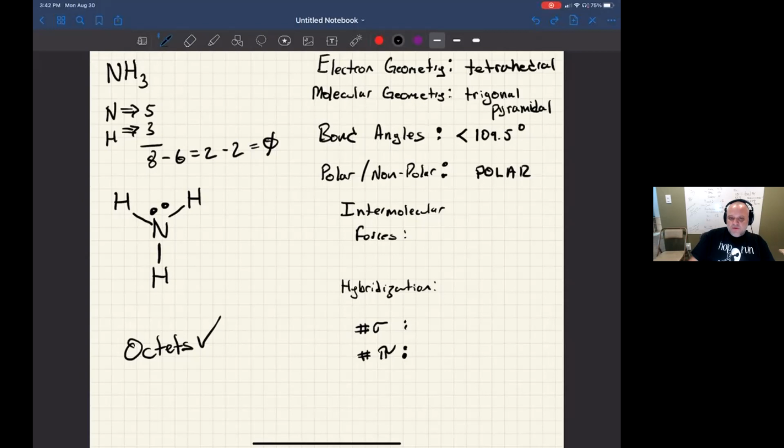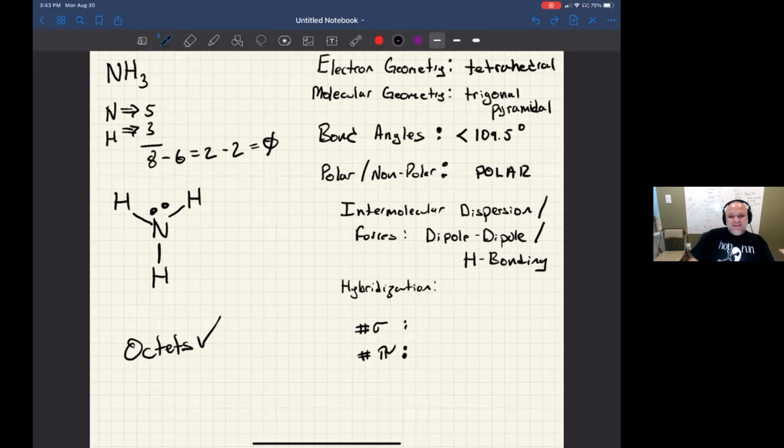If we're in general chemistry, listing the intermolecular forces, we should know that everything has dispersion forces. Since it's polar, it'll also have dipole-dipole forces. And because there are nitrogen-hydrogen bonds, remember nitrogen-hydrogen, oxygen-hydrogen, and fluorine-hydrogen bonds lead to hydrogen bonding in a group of molecules. So NH3 also exhibits hydrogen bonding.